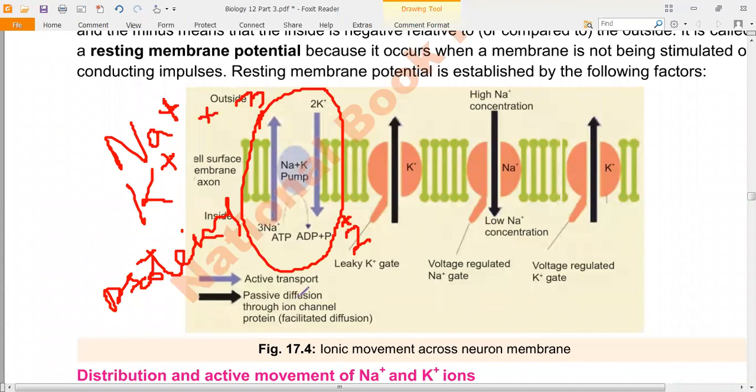The next important thing is that there are leak gates for potassium ions. So potassium gradually leaks out of the membrane. When one potassium ion moves outward through this leak gate, outside the membrane the positive charge increases, and inside the membrane the positive charge decreases. It means outside is more positive than the inner side.